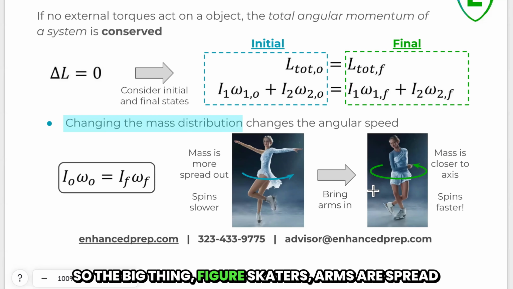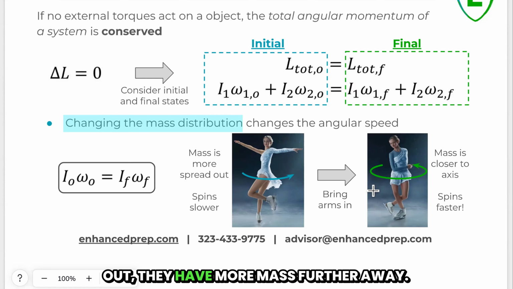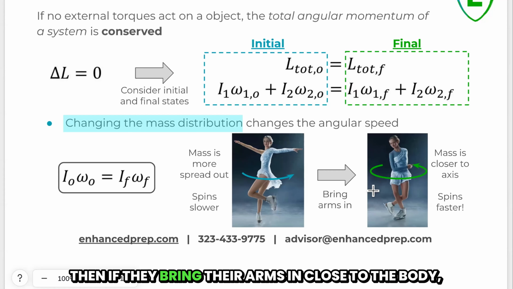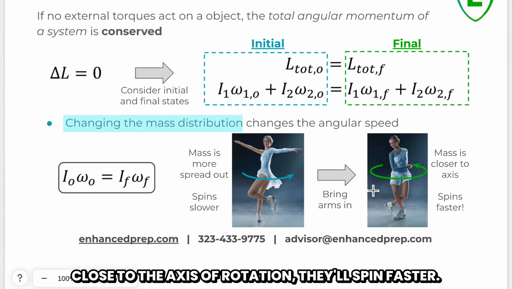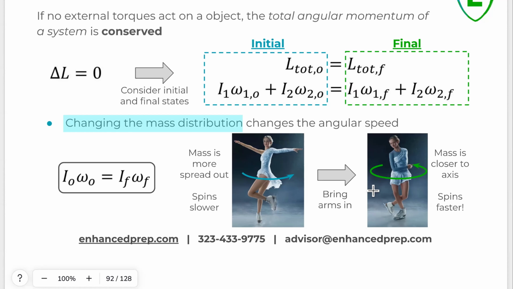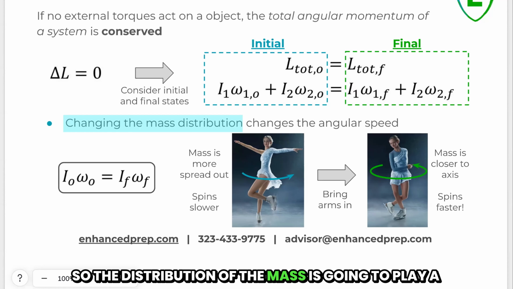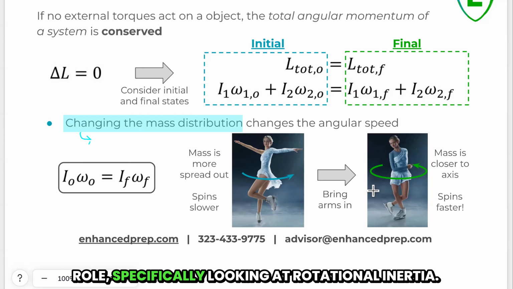So the big thing, figure skaters, arms are spread out, they have more mass further away. Remember, it's harder to rotate that. So they will have a slower angular speed than if they bring their arms in close to the body, close to the axis of rotation, they'll spin faster. Okay? So the distribution of the mass is going to play a role, specifically looking at rotational inertia.